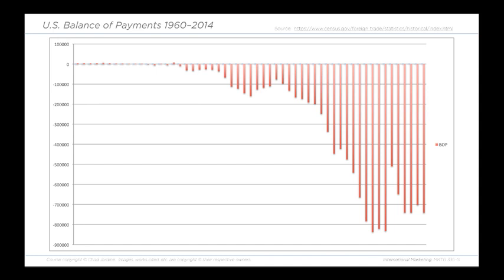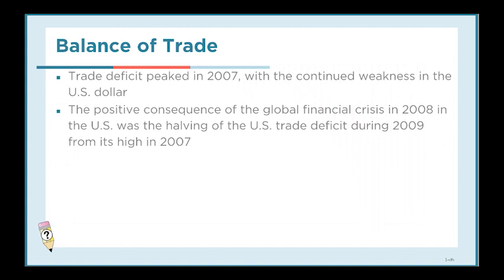Trade balance. So you see how early on it was pretty even, but in recent times the deficit just continues to grow, and it's getting steeper and steeper. Now the deficit did peak in 2007, so we're talking about fairly recent times, where the economic crisis essentially sucker punched the dollar, and that caused the deficit to drop almost in half.